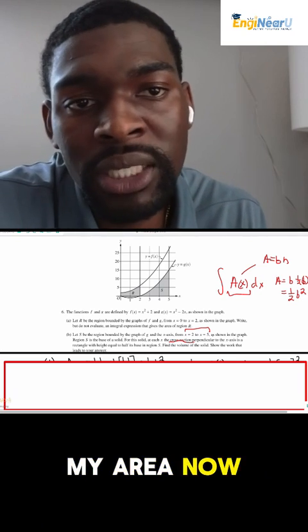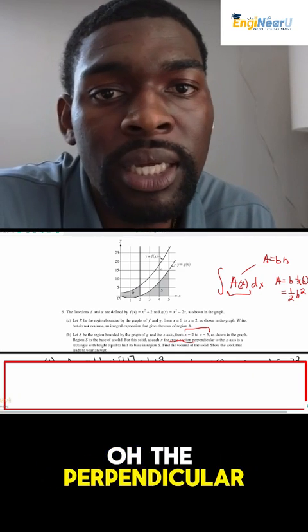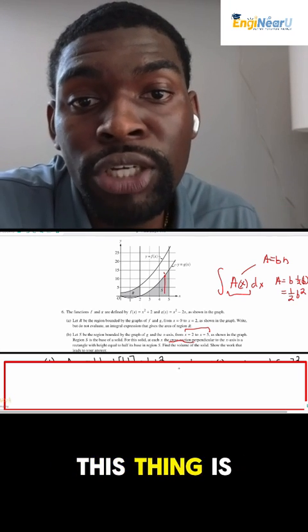And if that's my area, now we're going to find, how are these cross sections running? They're perpendicular to which axis? Oh, they're perpendicular to the x-axis. So they go from here to there. All right, perpendicular to the x-axis, so this thing is going to be in terms of x.